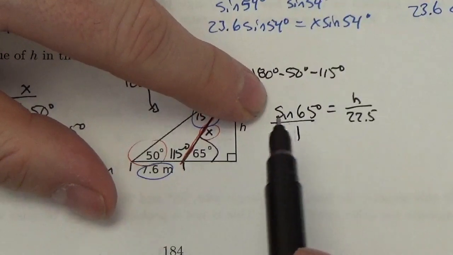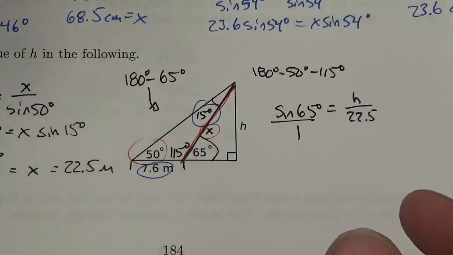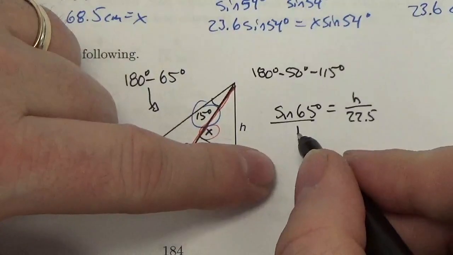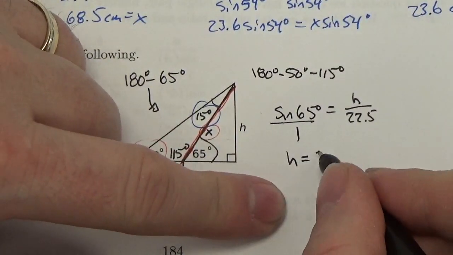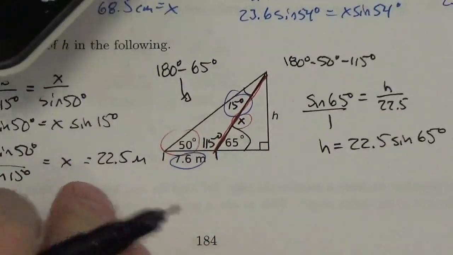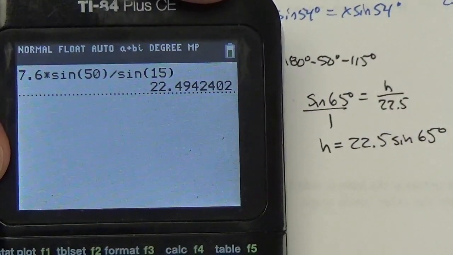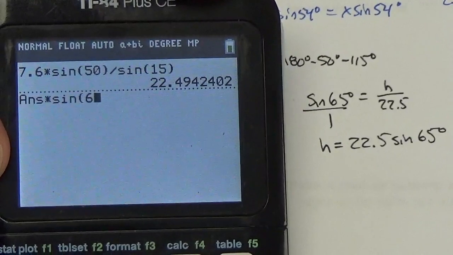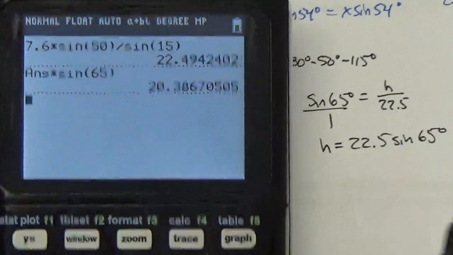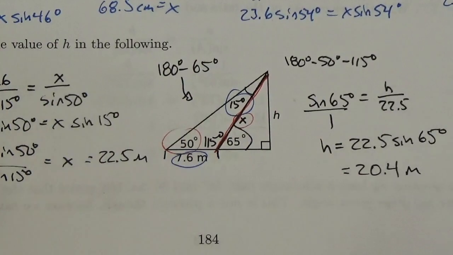Now, I know that the sine of 65 is a number. In the past, I used the calculator to get that number to 4 decimal places, but now I'm just going to leave it there because I know it's just a number. I will cross multiply. 1 times h is just h, and this will be 22.5 times the sine of 65 degrees. I'm going to let my calculator do that, and I've already got that 22.49 and so on in there, so I'm going to multiply that by the sine of 65. And right there, to the nearest tenth, the answer here is going to be 20.4 meters.